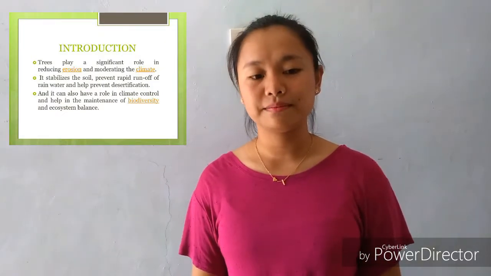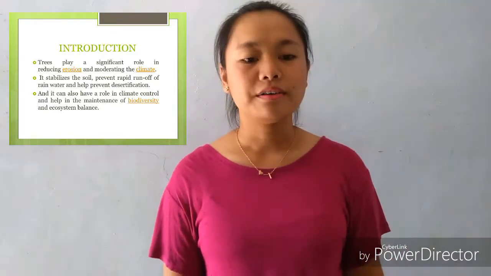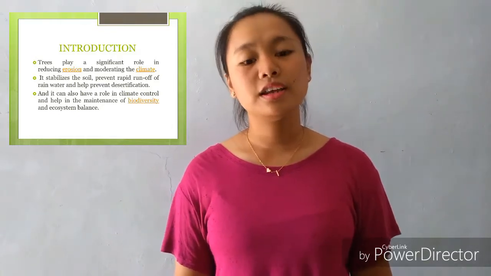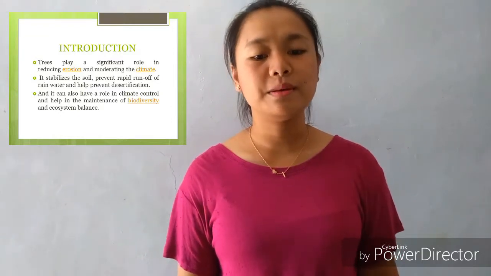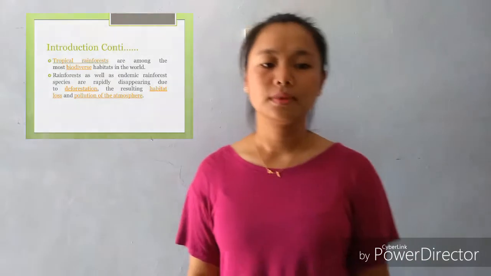Trees play a significant role in reducing erosion and moderating the climate. They stabilize the soil, prevent rapid runoff of rainwater, and help prevent desertification. They can also have a role in climate control, and help in the maintenance of biodiversity and ecosystem balance.